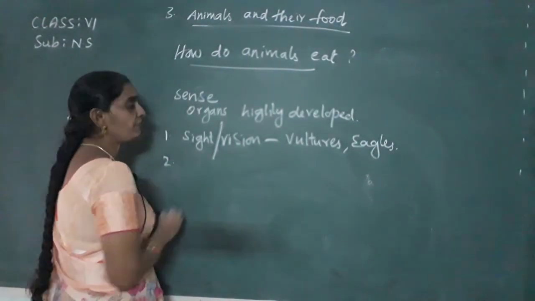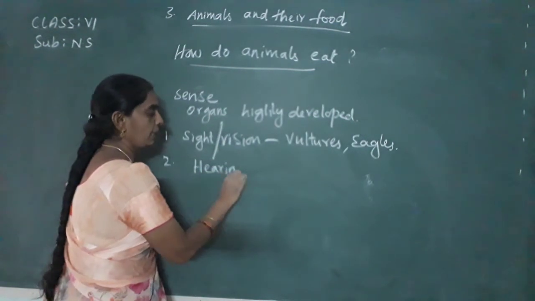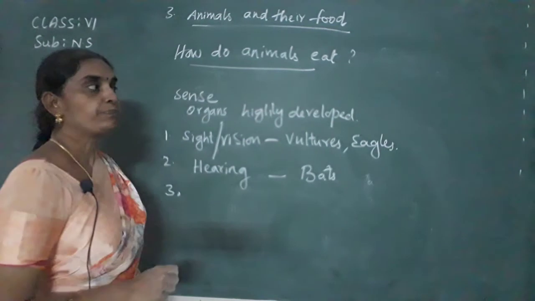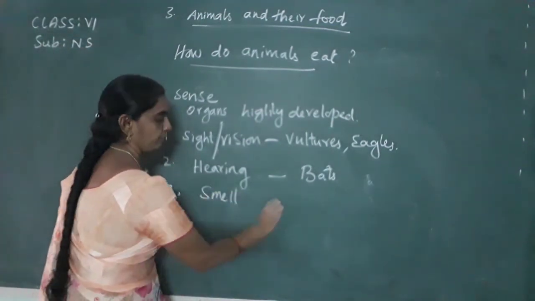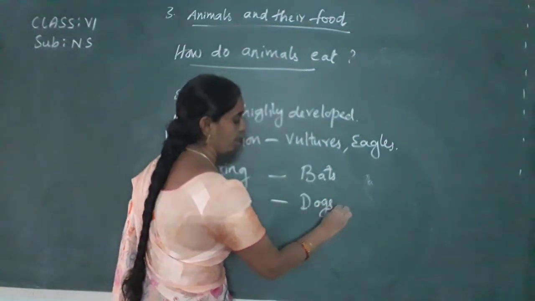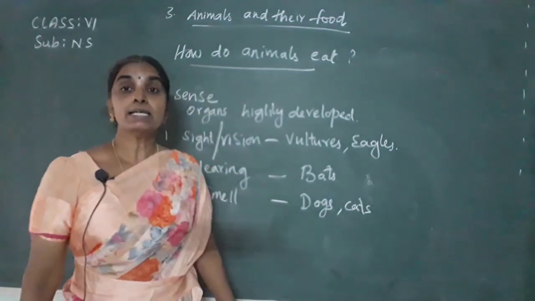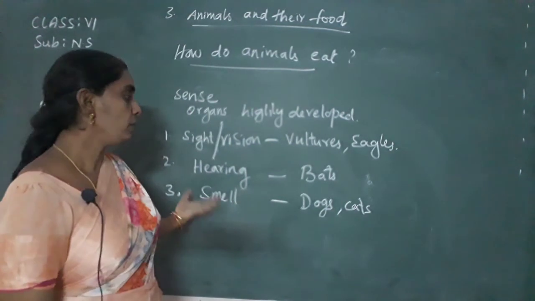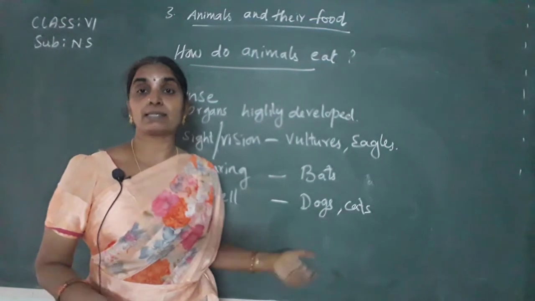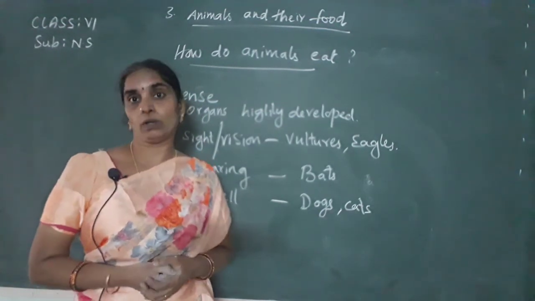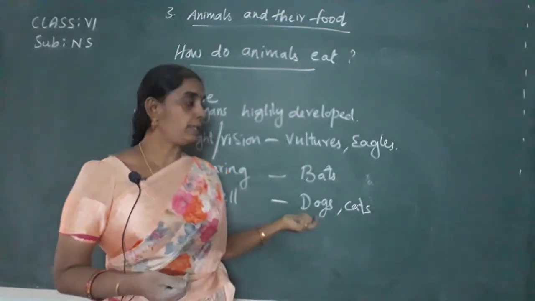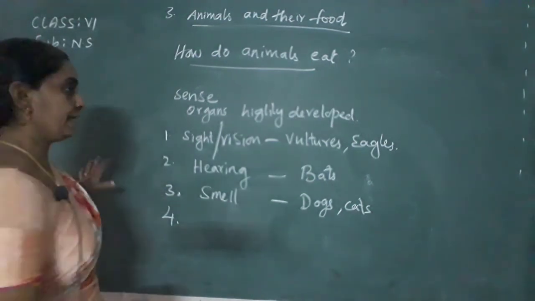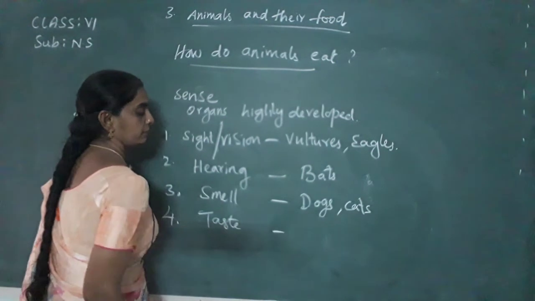Next, if it is about hearing capacity, you can say bats have high hearing capacity. Next, the sense of smell: dogs and cats. You know very well that dogs sense with the help of their smell, isn't it? They sniff. When there is any food material, they first sniff the food material and come forward to eat it. Mostly the police also use dogs for smell purposes, to catch thieves and all, through their highly developed sense organ, that is smell. Okay, next, coming to the sense of taste, mostly the reptiles.